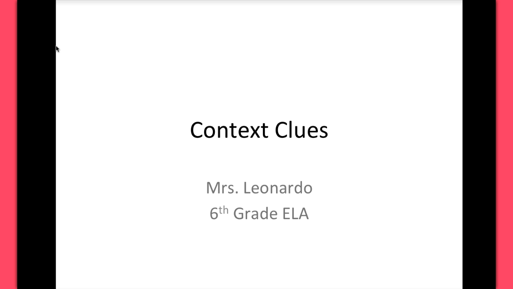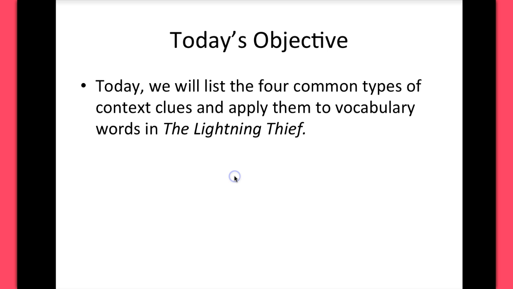You should have a pencil. You should also have a paper that says context clues notes. And finally, you should have an additional paper that says Chapter 1 Vocabulary, and on the back side, Chapter 2 Vocabulary for the lightning thief. So pencil, context clues notes, and vocabulary page. All right, so let's get started.